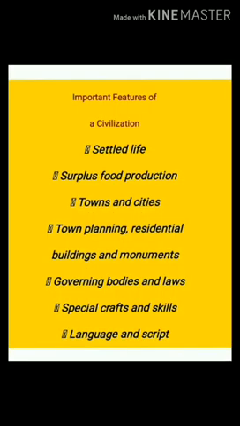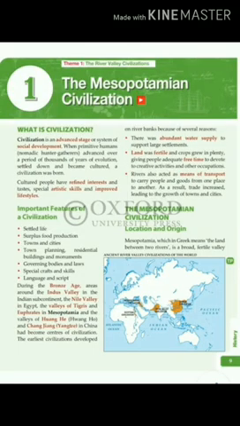We will be learning important features of civilization. First, settled life. Second, surplus food production. Third, towns and cities. Fourth, town planning, residential buildings and monuments. Fifth, governing bodies and laws. Sixth, special crafts and skills. Seventh, language and script. Why these features are important, students? Okay, I will brief you about this.